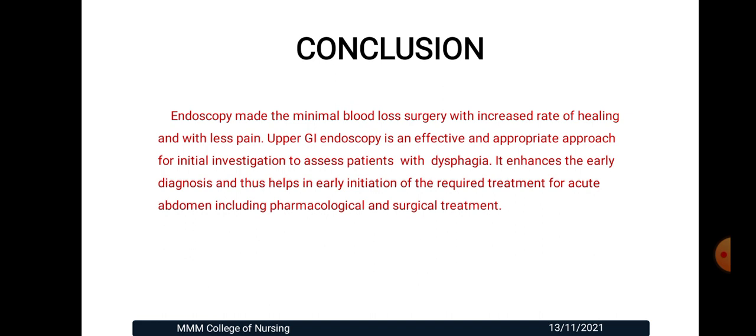Coming to conclusion, endoscopy made the minimal blood loss surgery with increased rate of healing with less pain. Upper GI scopy is an effective and appropriate approach for initial investigation to assess patients with dysphagia. It enhances the early diagnosis and thus helps in early initiation of the required treatment for acute abdomen, including pharmacological and surgical treatment.